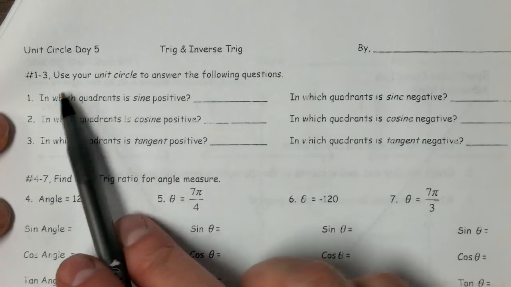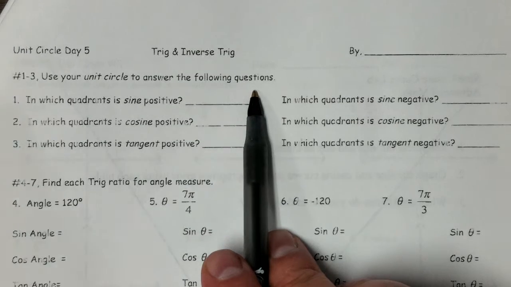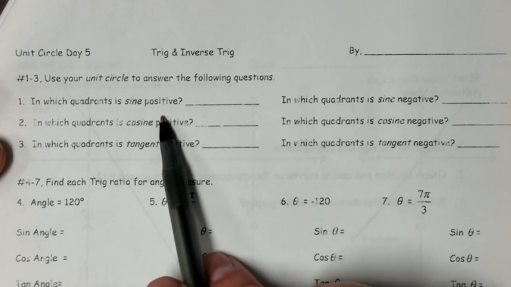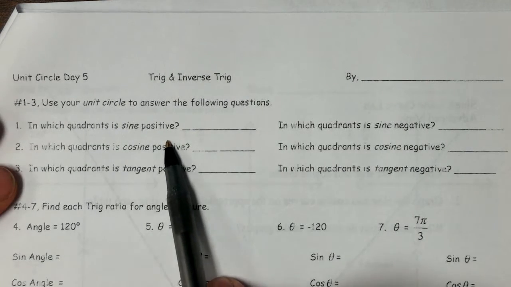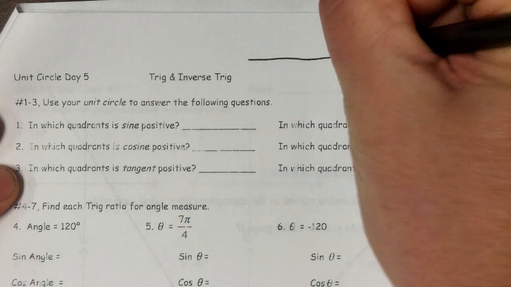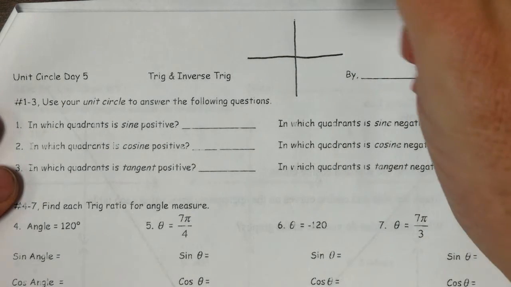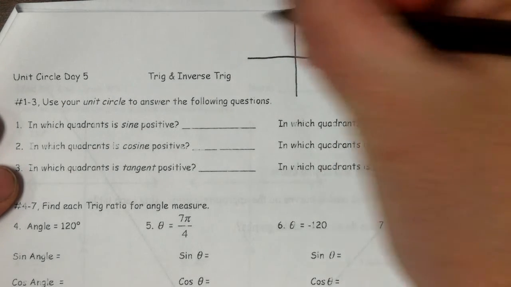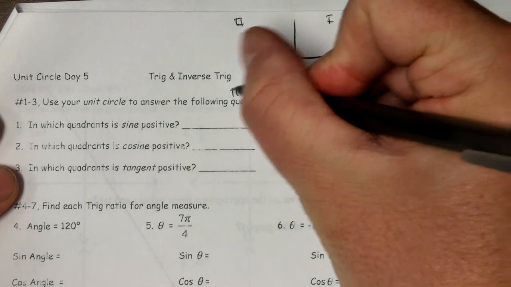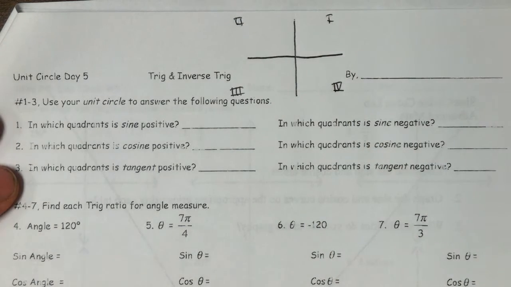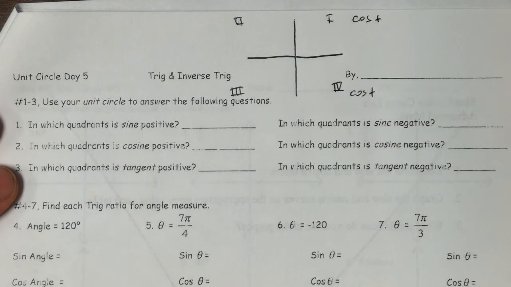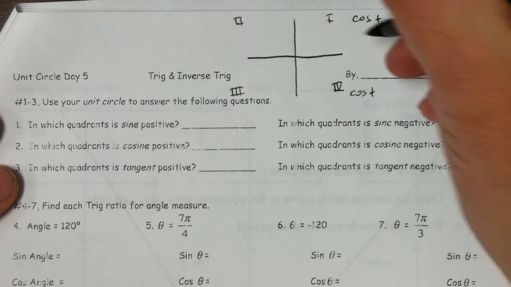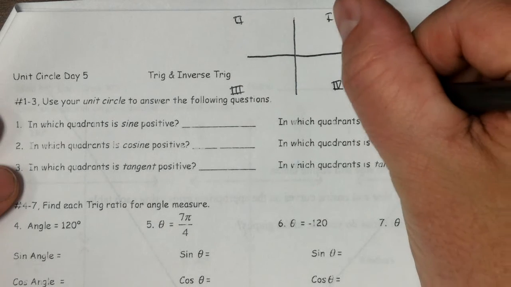Okay, so now for this part, use your unit circle to answer the following questions. In what quadrants is sine positive? So remember, this is like what I had you draw on one of your homework assignments. This is quadrant 1, this is 2, this is 3, this is 4. And cosine relates to x, and so cosine would be positive there and there. And secant is related to that. It's 1 over cosine.